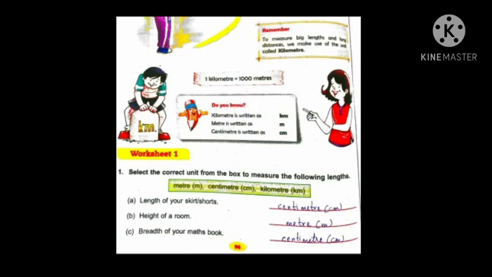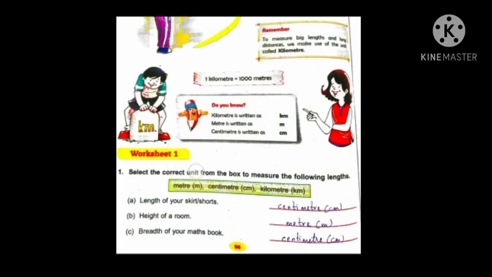Centimeter, meter and kilometer. Centimeter we can write as cm. Meter we can write as m. Kilometer we can write as km. 1 kilometer is equal to how many meters? Tell me, children. 1000 meters. 1 kilometer is equal to 1000 meters. Is it clear, children? If you want to measure the long distances and big lengths, which unit will you use? Kilometer. Centimeter, meter and kilometer, these are the three units used to measure the length of different objects.